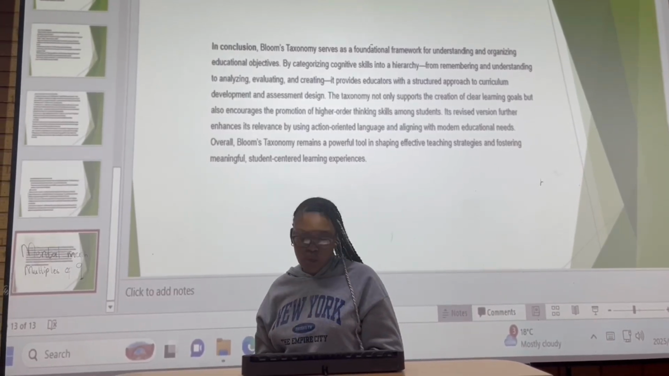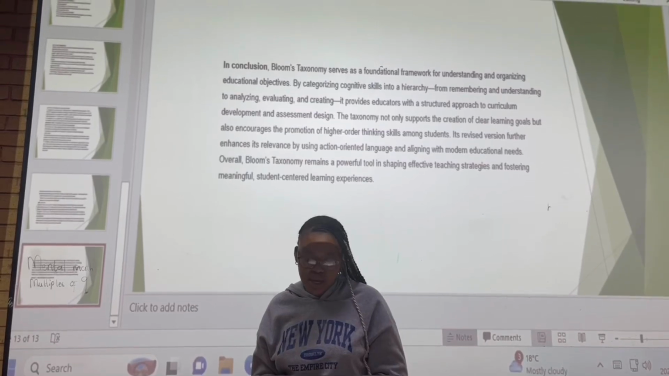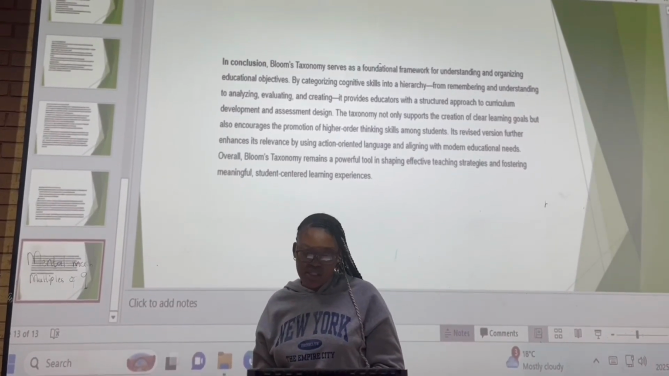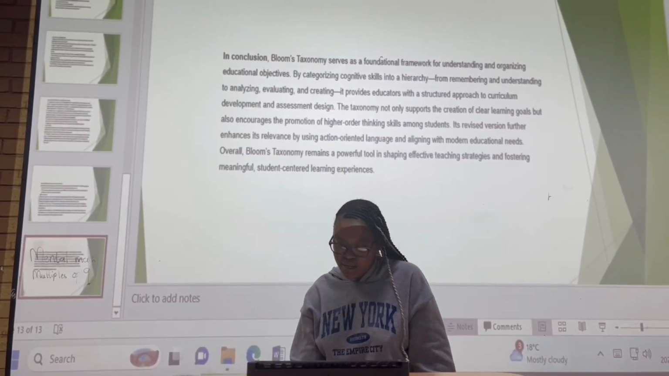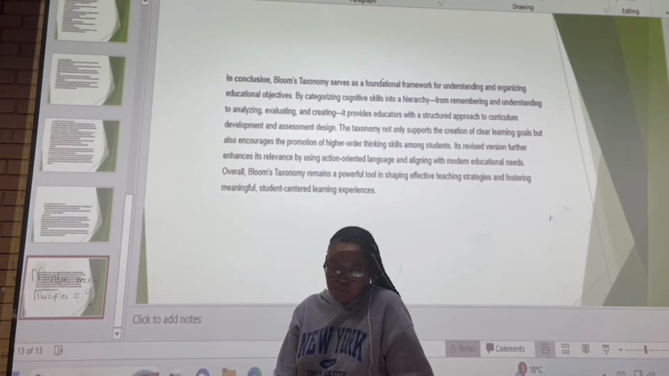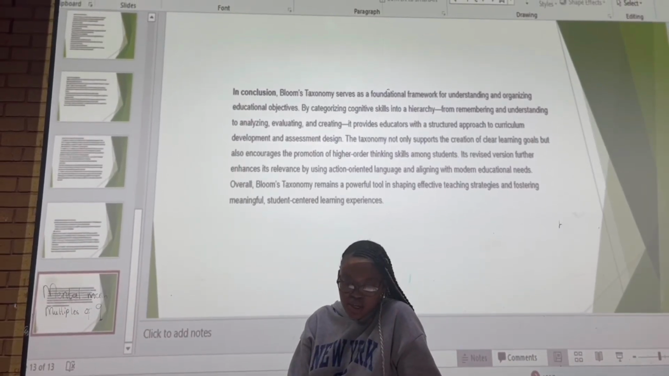The taxonomy not only supports the creation of clear learning goals, but also encourages the promotion of higher order thinking skills among students. The revised version further enhances its relevance by using action-oriented language and aligning with modern educational needs. Overall, Bloom's taxonomy remains a powerful tool in shaping effective teaching strategies and fostering meaningful, student-centered learning experiences.